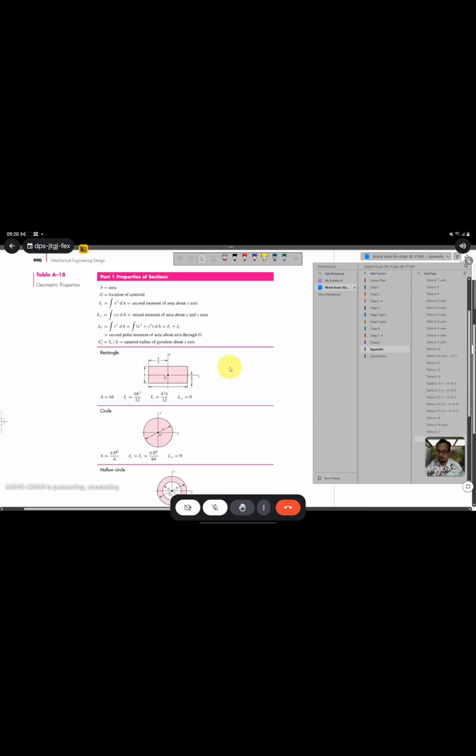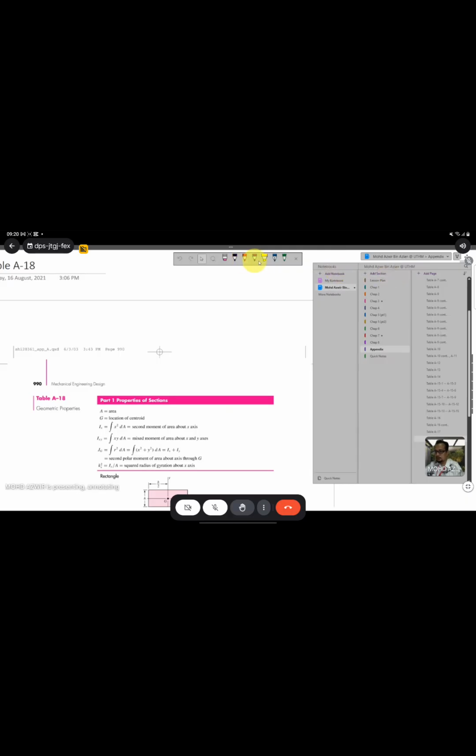Then after that, table A18 to find the J and I value.